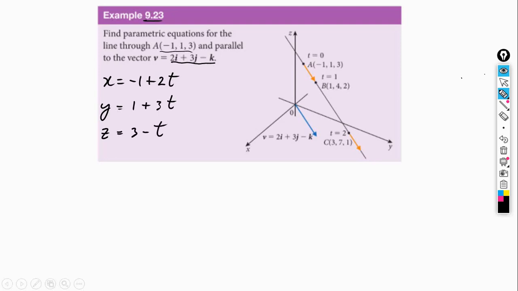Now notice in this figure to the right, if we select a few points with their parametric values, we can see how the equation represents the line. For t equals 0, as we can expect, we are at point A. For t equals 1, the point is B. For t equals 2, the point is C. Now the arrows show the direction of increasing values of t.